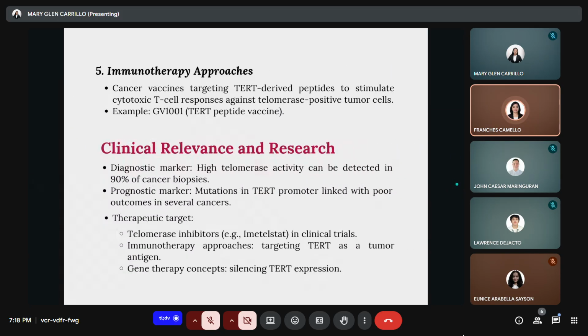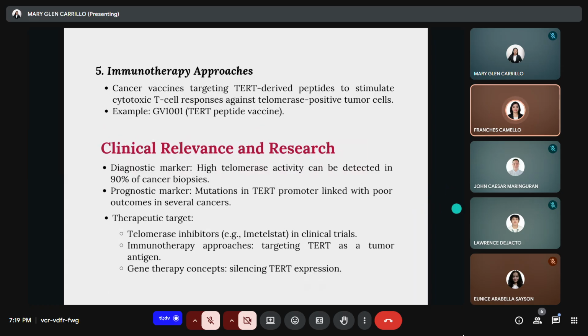We have here immunotherapy approaches. So, cancer vaccines targeting TERT derived peptides to stimulate cytotoxic T cell responses against telomerase positive tumor cells. For example, GV1001, or the TERT peptide vaccine. So, it's more on the immune system. The big idea here is that since telomerase is inactive in most normal cells, these therapies could specifically target cancer while sparing healthy tissues.